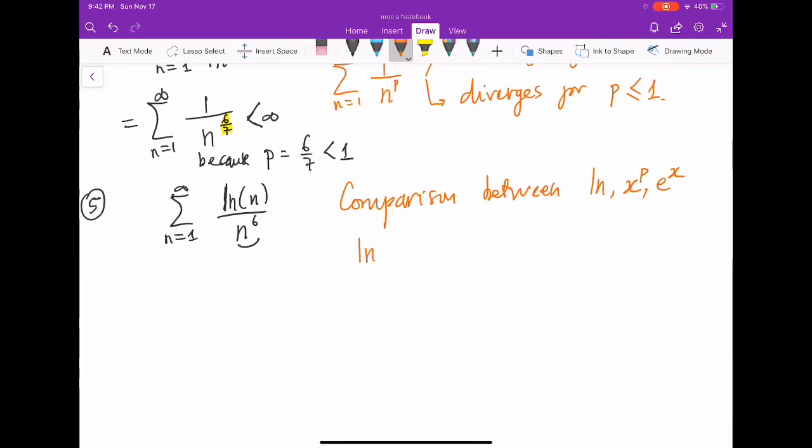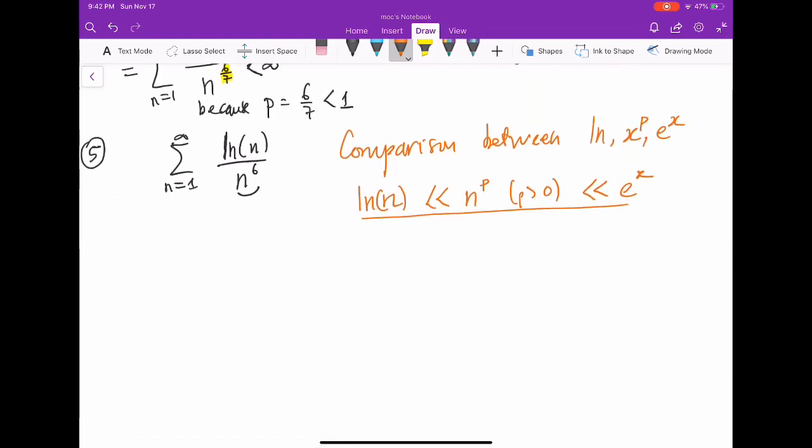So we know that ln of n is very small if you compare with n to the p, where p is greater than 0. And n to the p is very small if you compare with the exponential function. This comparison happens at infinity. That means ln approaches infinity slower than polynomials, and polynomials approach infinity slower than the exponential. So how to use this comparison in this problem?